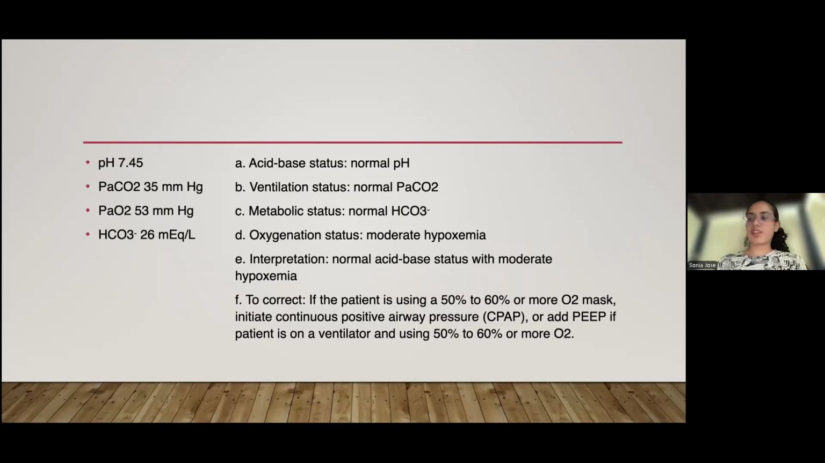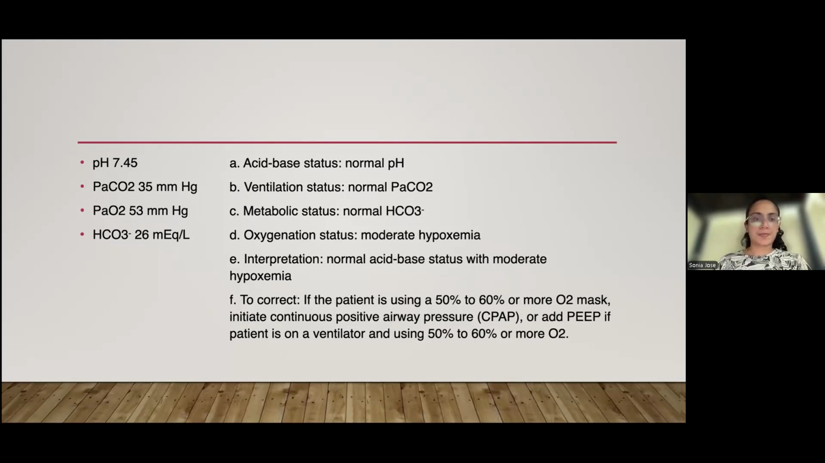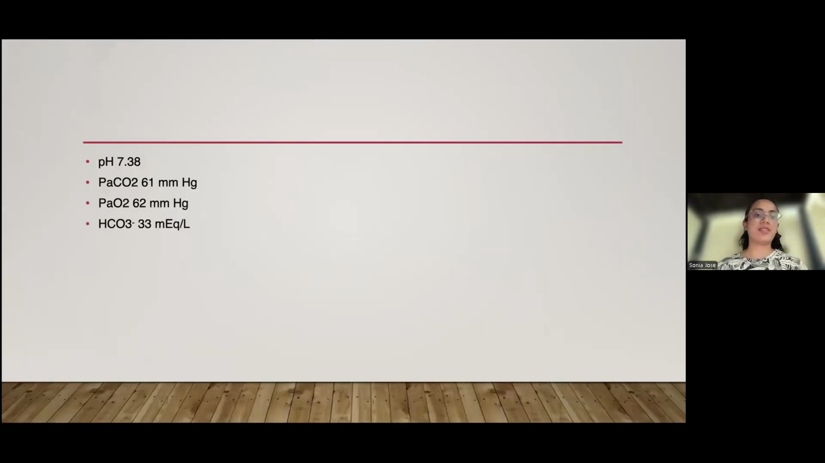What is the range for moderate hypoxemia? 50 to 60. 59 to 40. Yes. Okay, so it is moderate hypoxemia. So we can give oxygen to the patient. Okay, so next question.